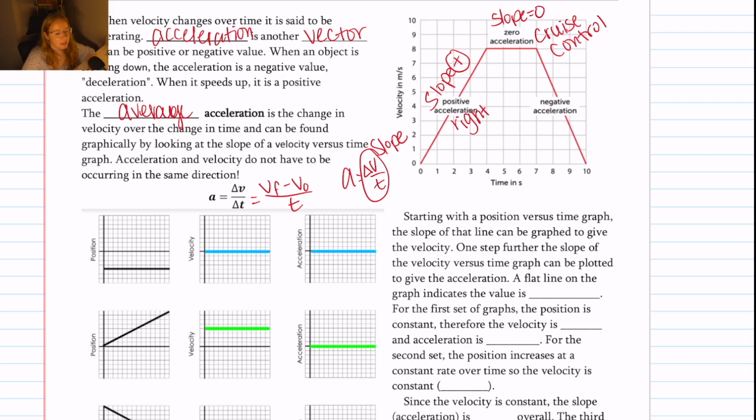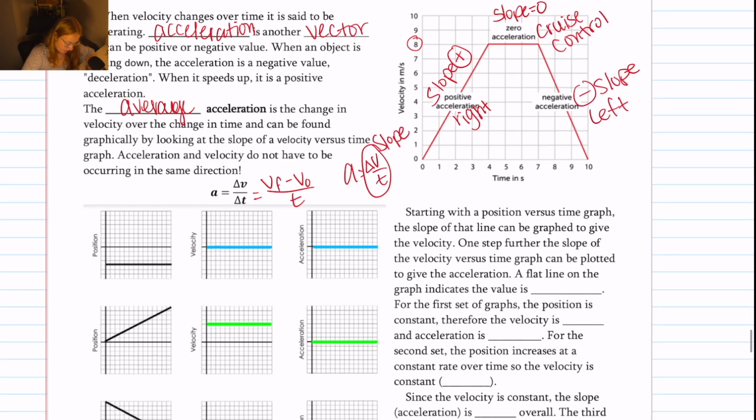Don't confuse having 0 acceleration with having no motion. When things have 0 acceleration, there is still motion potentially. It's not a changing speed. We're not speeding up, we're not slowing down. So right there, you are traveling 8 meters per second. So you are moving, but you're just not accelerating. Then after the 7-second mark, we get a negative acceleration, negative slope. So remember that just means that it's accelerating to the left.